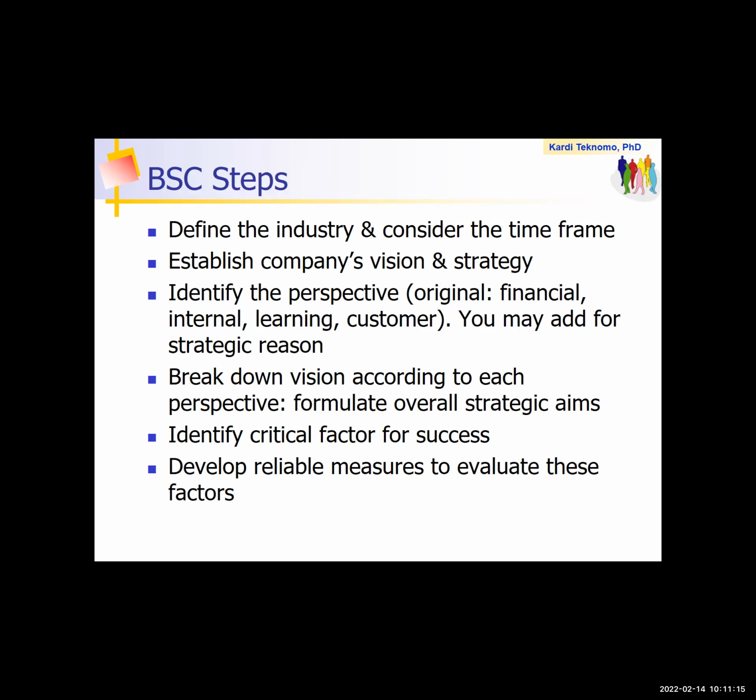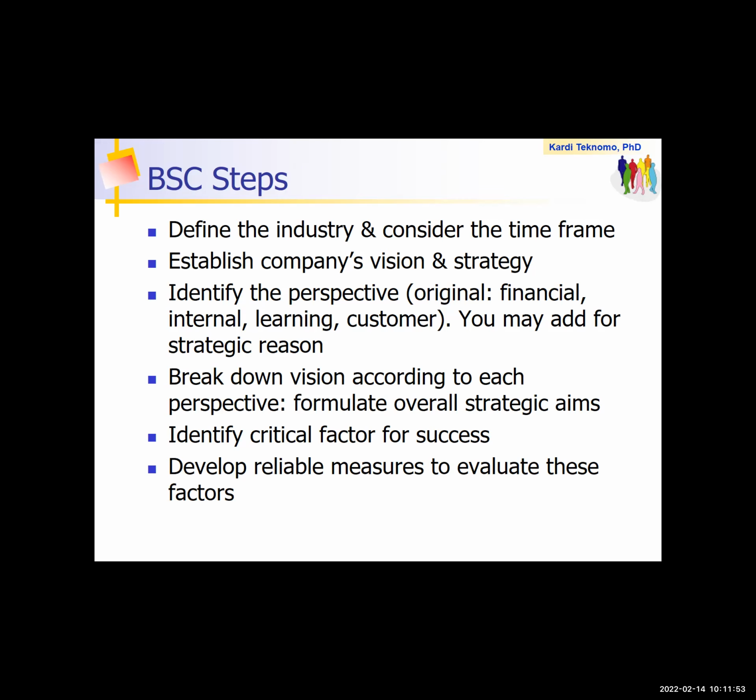Okay, so these are the steps to create the balanced scorecard. First, of course, you need to know the industry, okay? The time frame that you want to create, for example, 1 year, okay? And then you establish what is the vision and mission, and then you establish the strategy of the company, okay? So you identify the perspectives, for example, what is the financial perspective, what is the internal organization perspective, what is the learning perspective, what is the customer perspective. So you need to add strategic reason here.